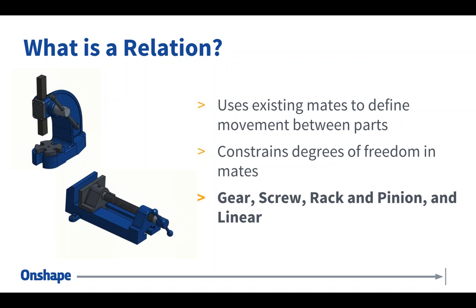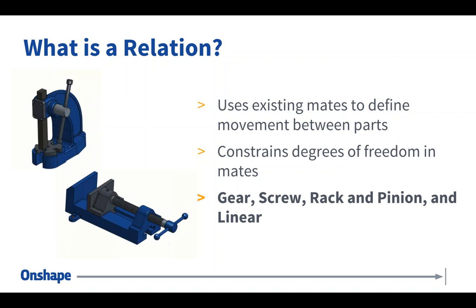And there are a few different types of relationships. You'll see them on the far right of the assembly toolbar. We have gear relation, screw relation, rack pinion relation, and a linear relation. So I'm going to get into examples of these in just a bit, so bear with me. But the mates and the relations are important pieces to bringing together and actually getting correct motion out of our assembly.